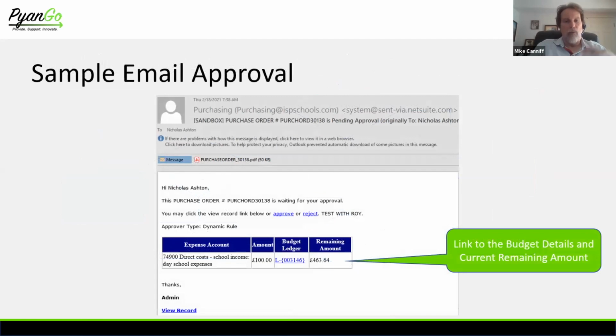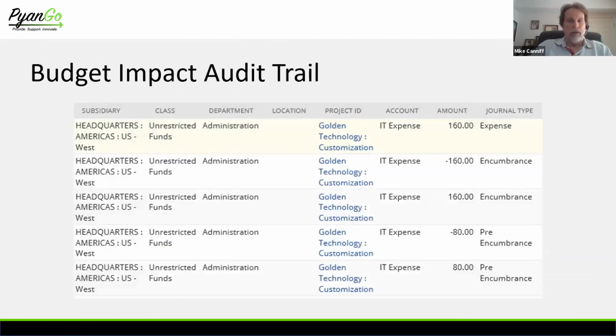And then typically once the transaction is created, you're going to send out an email for approval. And ideally in the email, you want to see what is your remaining amount. So that's shown right here with a link back to the budget ledger in the Piango example that I'm showing. I should also be able to keep track of an audit trail of every budget line item I have. What are all of my transactions, all of my encumbrances, pre-encumbrances, et cetera, that are impacting this particular budget line? And so that should be readily available.